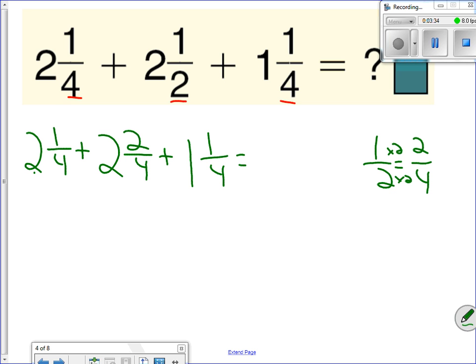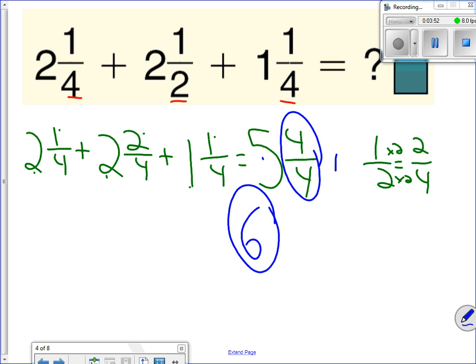Go and add these across. I have a 2, a 2, and a 1, which gives me a 5. 1 plus 2 is 3, plus 1 is 4. 4/4. I'm not going to leave my fraction like that, but what I do know is 4/4 equals 1, and I've got a 5 here, so my answer is 6.